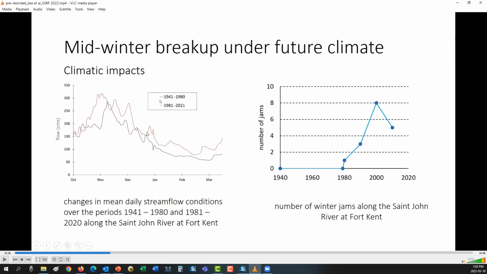And this is reflected also in the number of ice jams that are being recorded at Fort Kent, actually, along the St. John River. So you can see these past 40 years have been a time where we're getting an increased number of jamming.